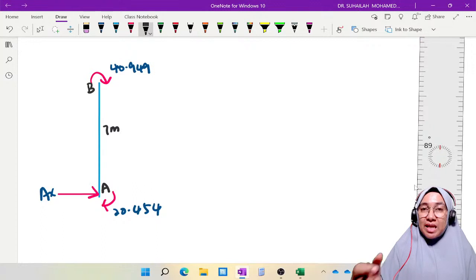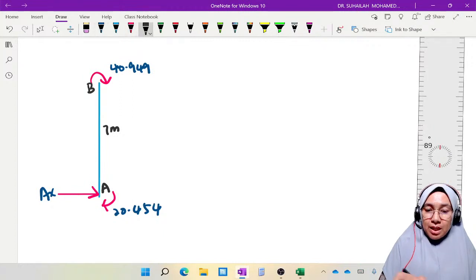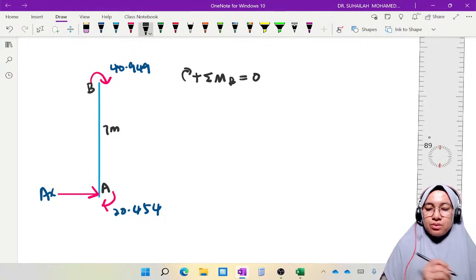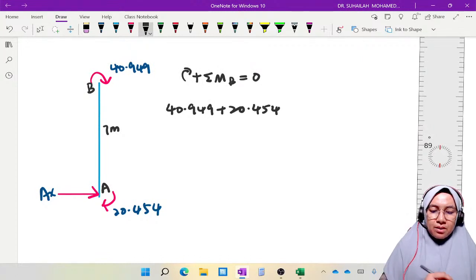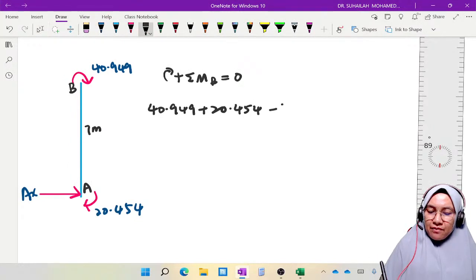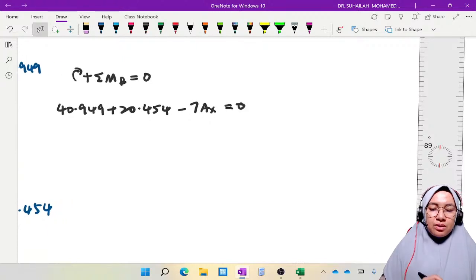Using static equilibrium by taking moment at B, which is equal to 0. So we have 40.949 plus 20.454 minus 7ax, and this is equal to 0.